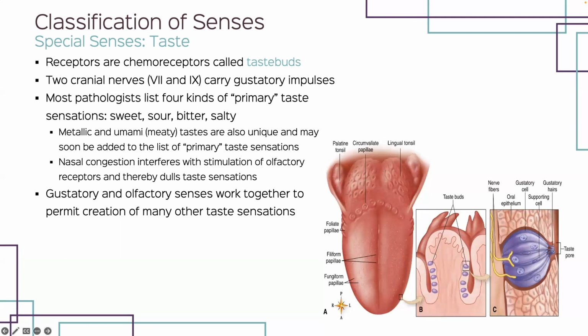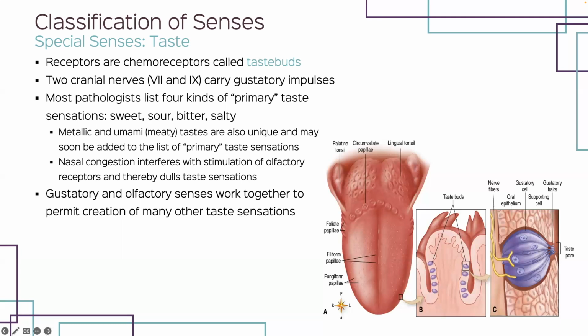Chemicals dissolved in the saliva will stimulate the chemoreceptor gustatory hairs, and the nervous impulses generated by stimulation of taste buds travel primarily through 2 cranial nerves, 7 and 9, which end in the taste area of the cerebral cortex.